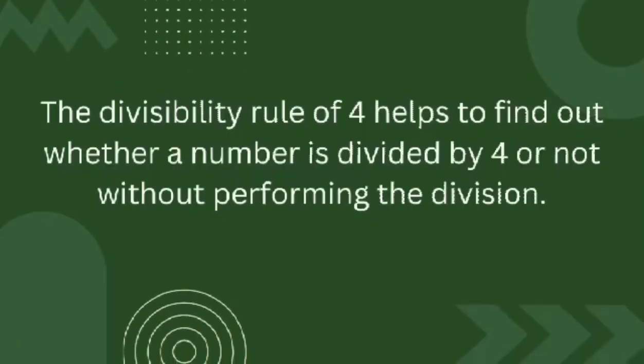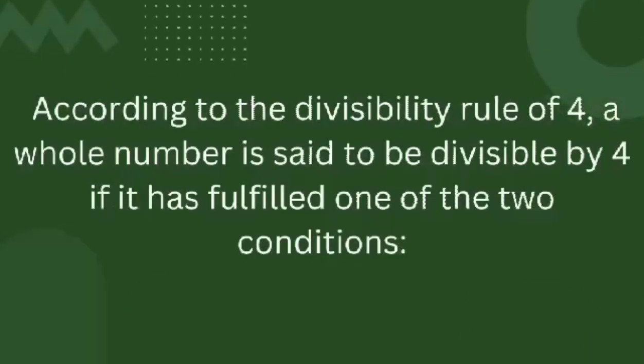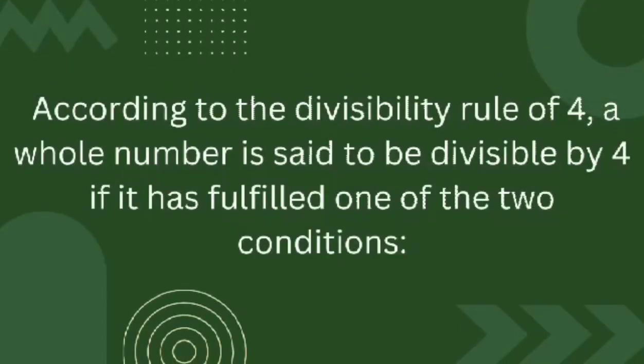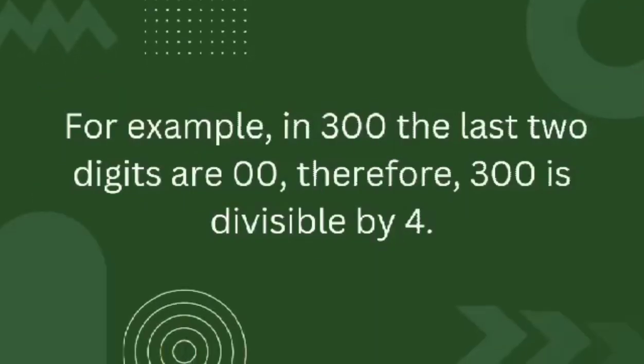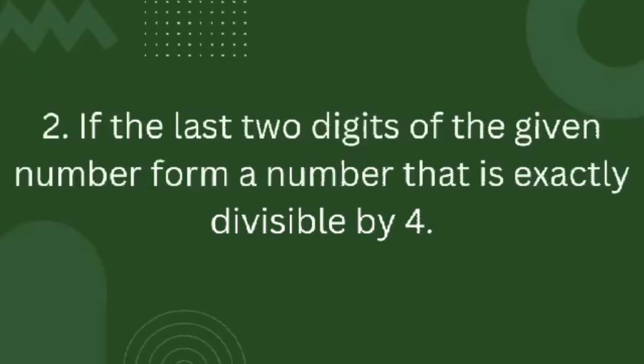The divisibility rule of 4 helps to find out whether a number is divisible by 4 or not without performing the division. According to the divisibility rule of 4, a whole number is said to be divisible by 4 if it fulfills one of the two conditions. The first one is if the last two digits of the given number are zeros. This means that the number has zeros at tens place and ones place. For example, in 300, the last two digits are two zeros, therefore 300 is divisible by 4.